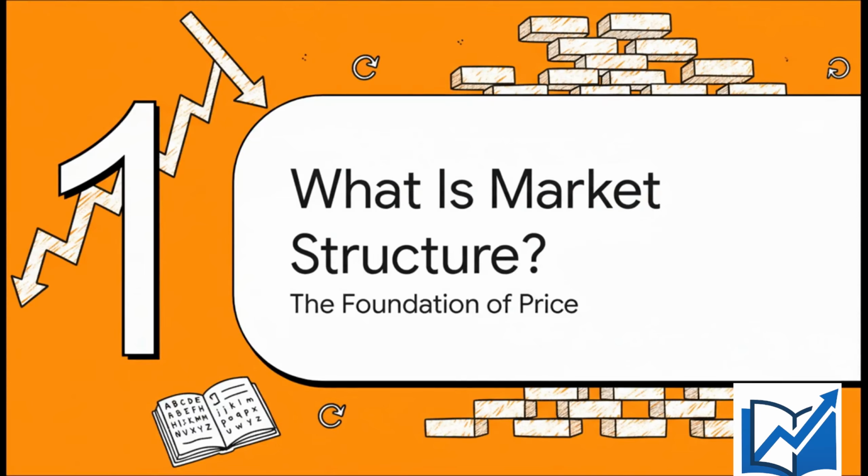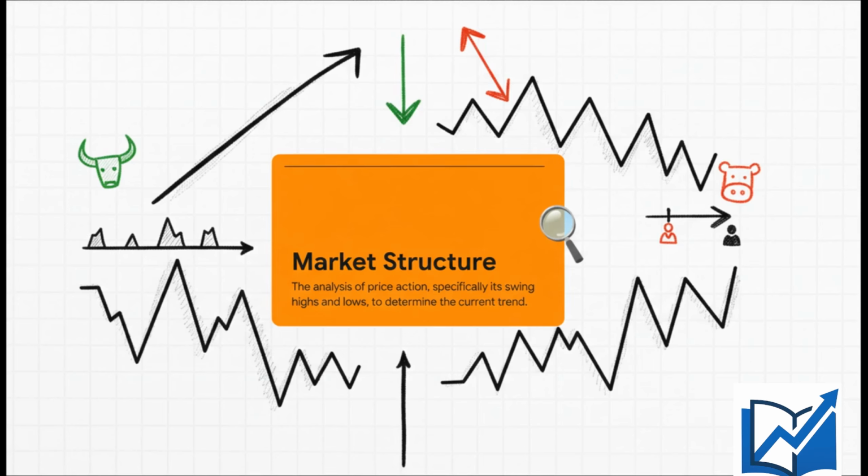Okay, so first things first, we have to start at the very beginning with the absolute foundation of it all. What exactly is market structure? You can think of this like learning the alphabet before you can even try to read a book. Every single analysis, every trade idea, it all starts right here. Really, when you boil it all down, market structure is just the framework of peaks and valleys. You'll hear traders call them swing highs and swing lows that price naturally creates as it moves around.